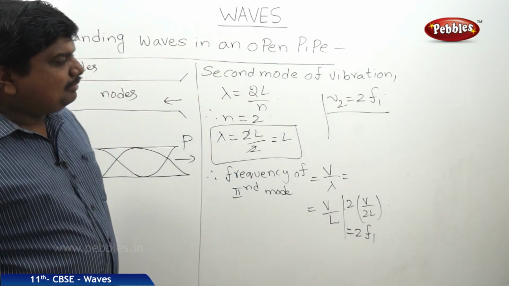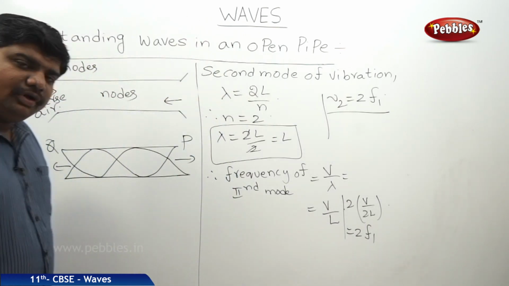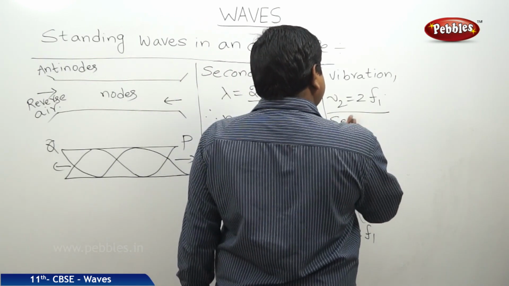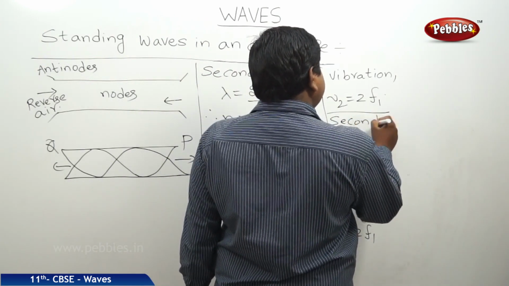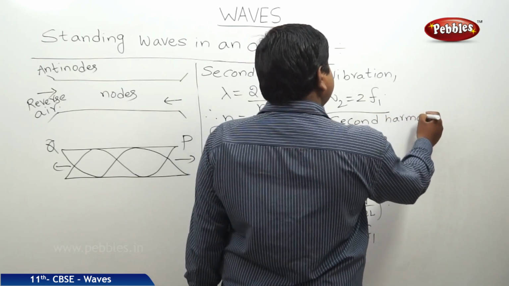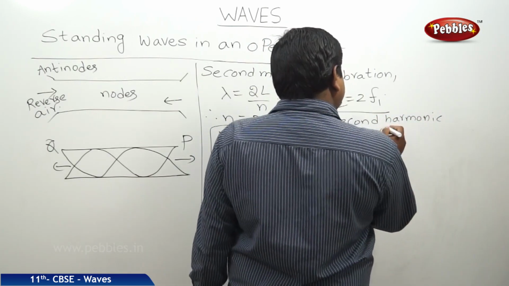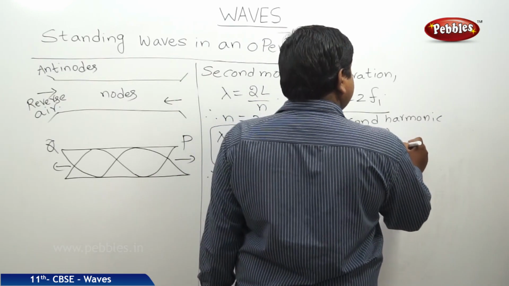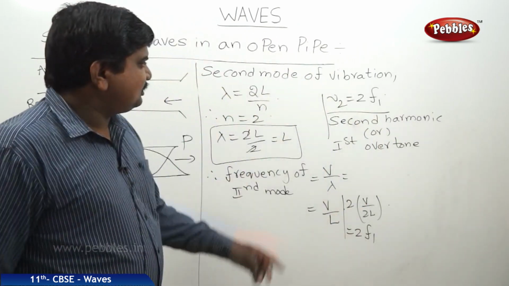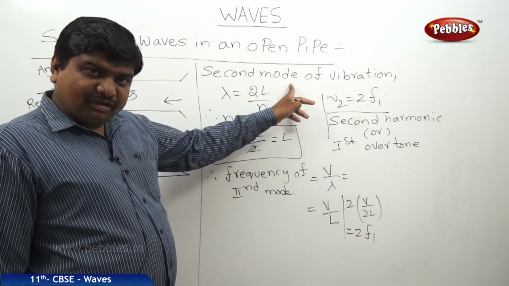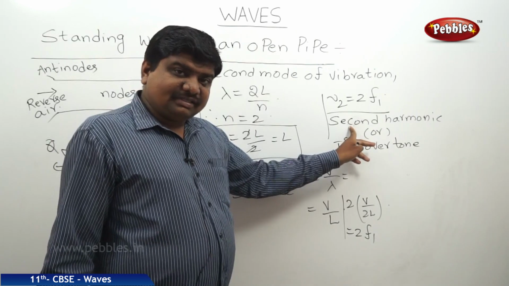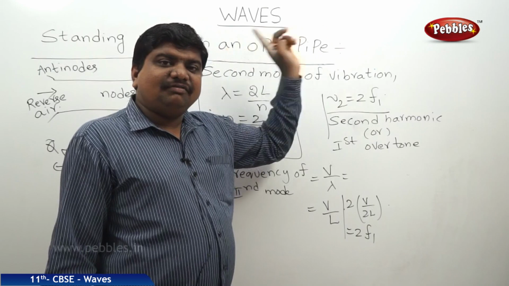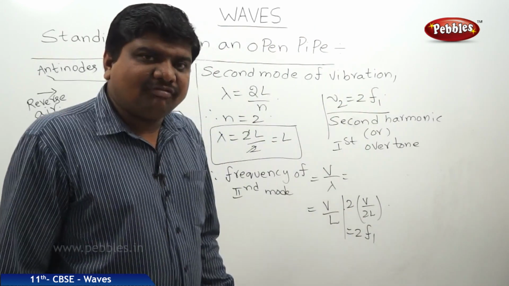The frequency of the second mode is also called the second harmonic or first overtone. The same frequency has three names: frequency of the second mode of vibration, frequency of the second harmonic, or frequency of the first overtone. It is 2 times the first harmonic or fundamental mode of vibration.